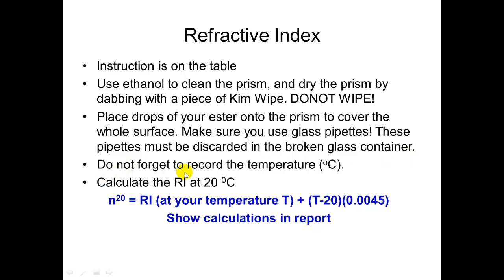Do not forget to record the temperature and calculate the refractive index at 20 degrees Celsius using the following equation. The refractive index at 20 degrees Celsius equals the refractive index you collected at the temperature you recorded plus your temperature minus 20 degrees Celsius times 0.0045. You must show the calculations in your lab report and make sure you know this equation. Such calculations may appear in the final exam.